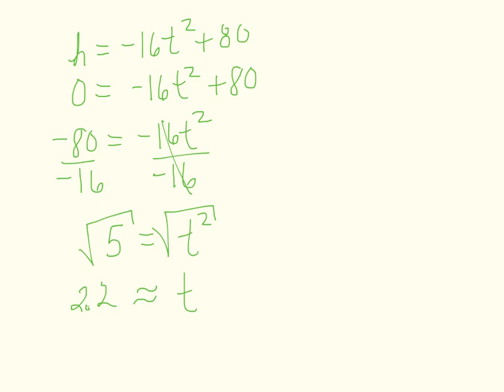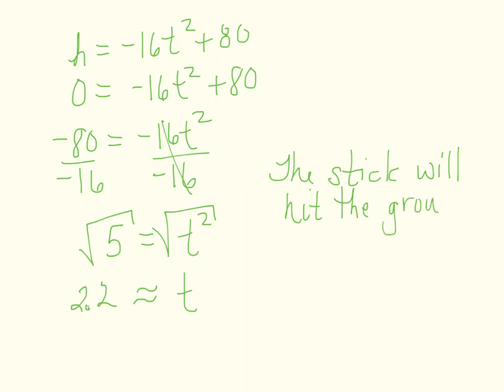And if you think about it, that makes sense, because the graph did indeed show that the stick was hitting the ground at around 2.2 seconds. Okay, so let's write this in a complete statement. So the stick will hit the ground in approximately 2.2 seconds.